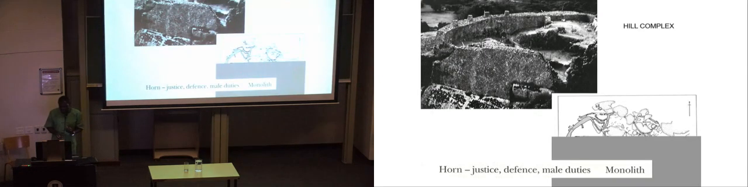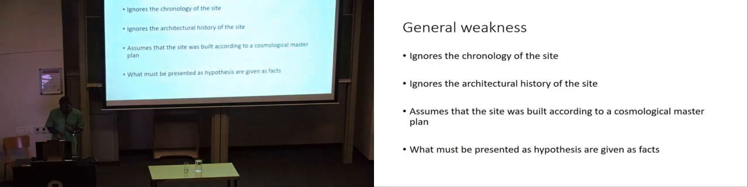We can skip this. We can also skip this to talk about the weaknesses. So the main interpretation then is that Great Zimbabwe was occupied by the kings and commoners, but the different spaces can be allocated to different people. The king on the hill, royal wives in the valley, initiation in the great enclosure, and so on and so on. But this model has been heavily criticized because it ignores the chronology of Great Zimbabwe.